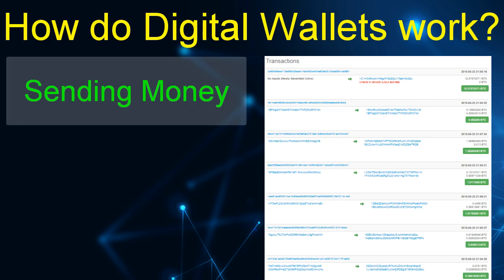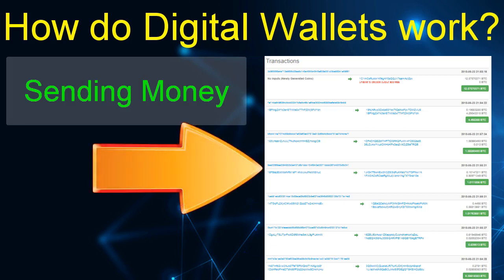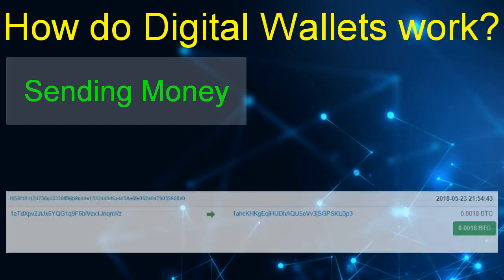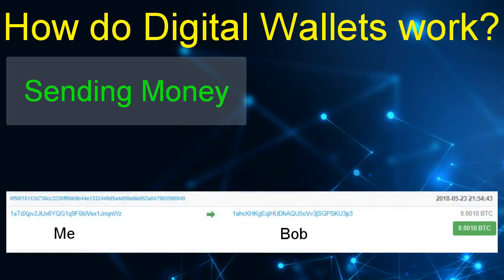So when we talk about sending money to people, actually all that is happening is that you are inputting a new transaction onto the ledger which records the movement of coins between wallet addresses. For example, if I wanted to give Bob 1 Bitcoin, no actual Bitcoin changes hands. The ledger just reflects that I have 1 less Bitcoin and that Bob has 1 more Bitcoin.